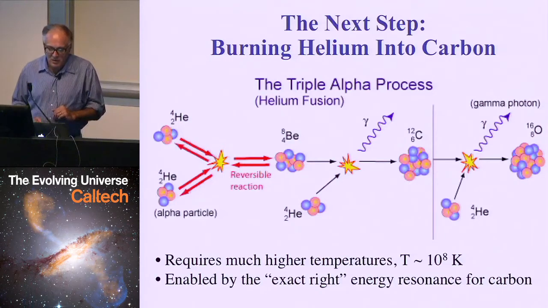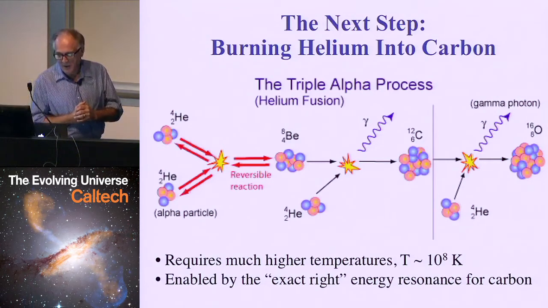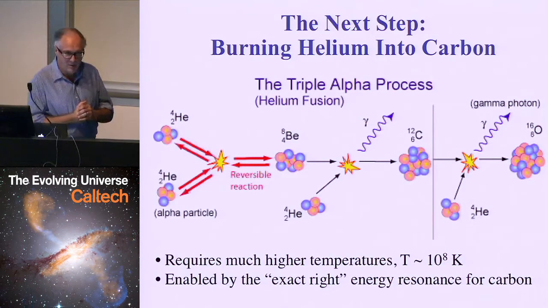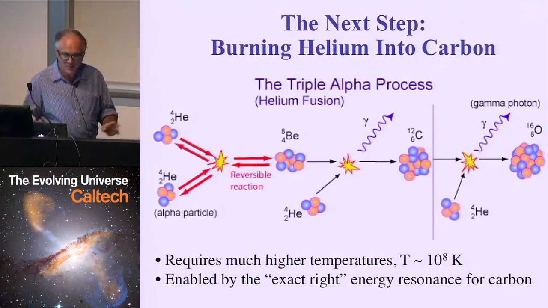The reaction that's needed here is the so-called triple alpha reaction. Two nuclei of helium will collide and make beryllium very quickly. And then a third one will come in, and they can make a stable nucleus of carbon. And then they can absorb one more and make a nucleus of oxygen. This is where carbon and oxygen come from. All of the carbon and oxygen in the universe comes from this, essentially.